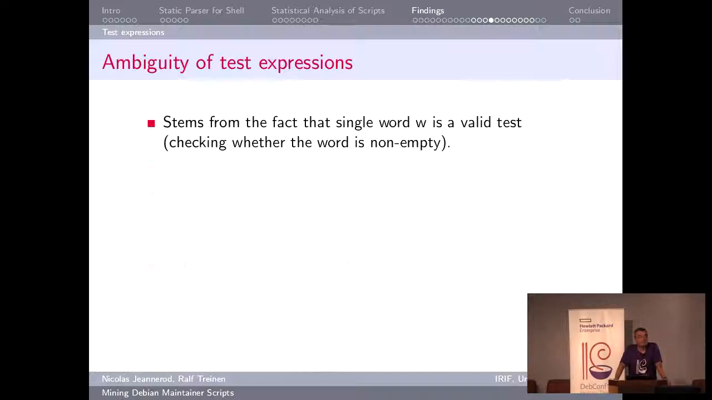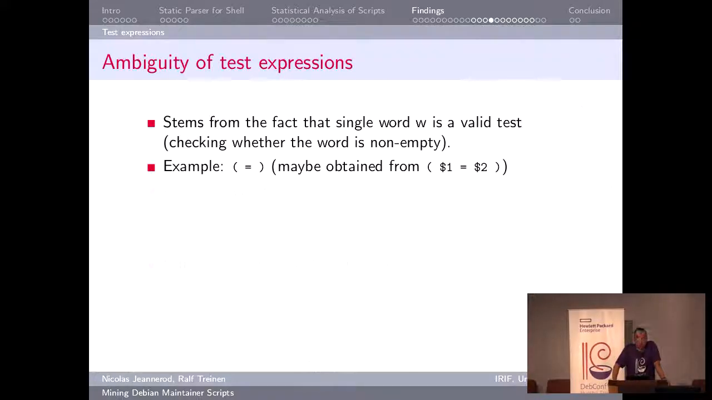Well, this comes from the fact that test expressions also contain a special case which allows you to write a test without any operator. If you write in the test expression only one single word, it is already a valid test. It is a test whether that word is non-empty or not, like writing -n in front of it. In this case, you can just drop the -n, and that makes the whole thing completely ambiguous. For instance, a valid test expression is something like this: parenthesis equals parenthesis. And there are two ways to read this.